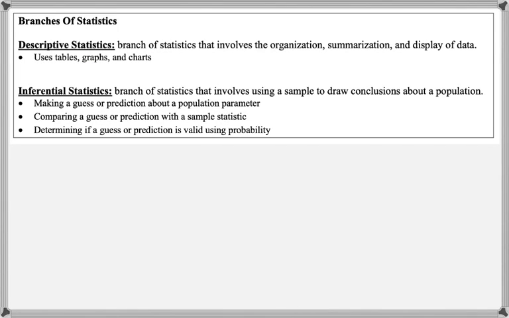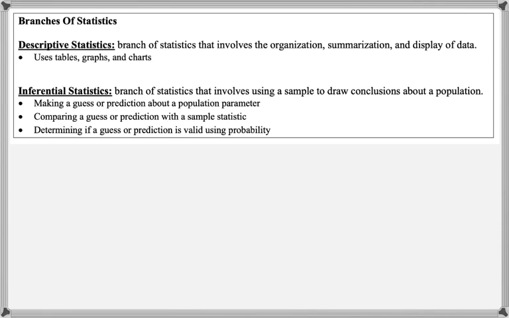Throughout this course, we are going to be looking at the two branches of statistics. So the first branch is Descriptive Statistics, which is the branch of statistics that involves the organization, summarization, and display of data. So this is things like tables, graphs, and charts.